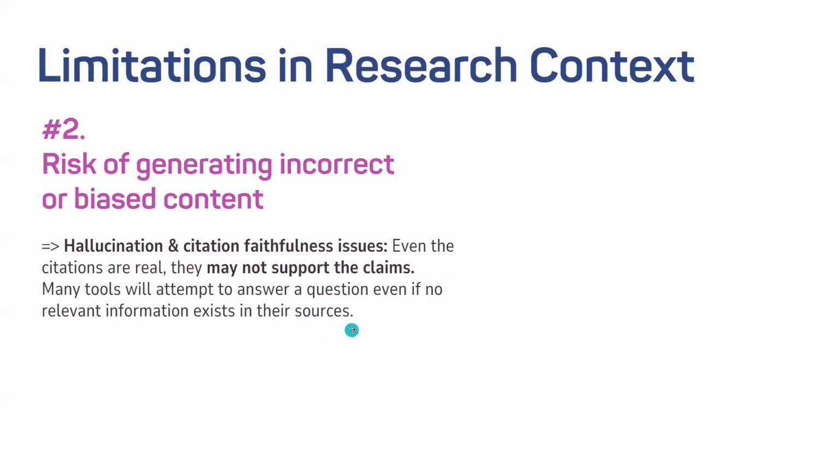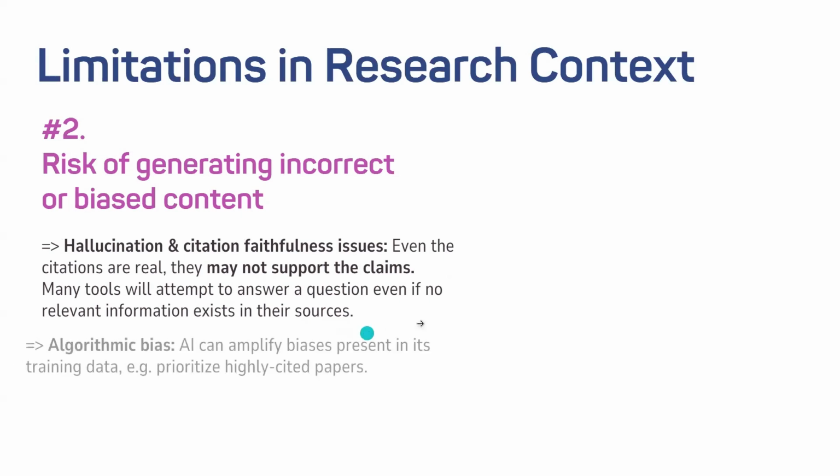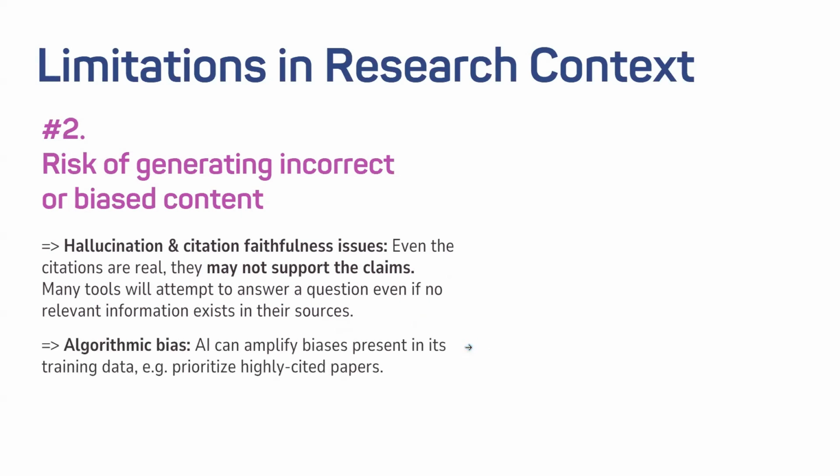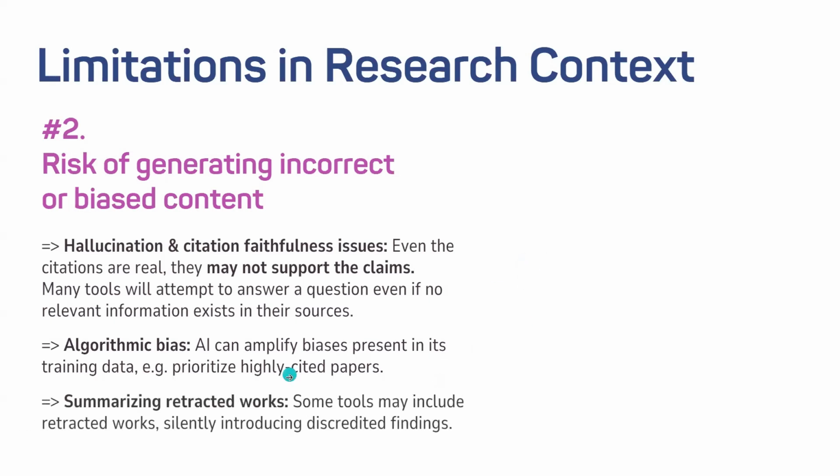Right. And many of these tools also attempt to give you an answer, even if they cannot find anything. And in that part, it's probably hallucination. And then the algorithmic bias, I don't know how to read it actually, bias. Okay, so it's the system bias, I would say, okay, embedded into the system. So AI can amplify the biases, okay, present in the training data, okay, and sometimes they might tend to prioritize some highly cited papers, okay. And the thing is, for this kind of bias, sometimes it's a black box.